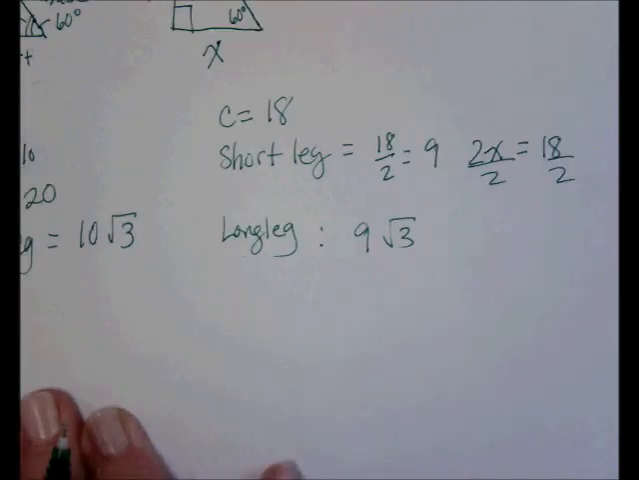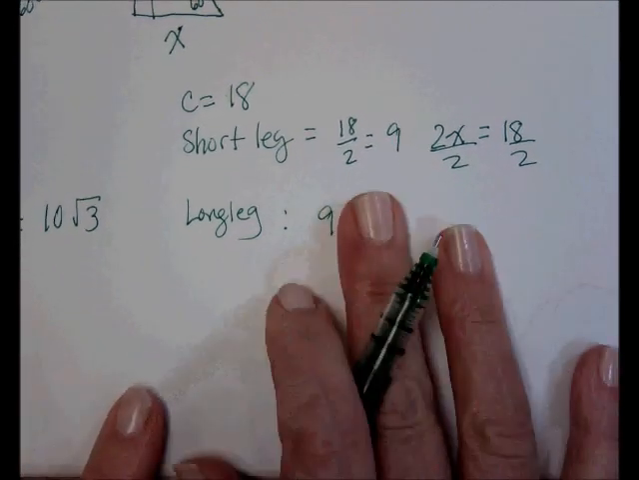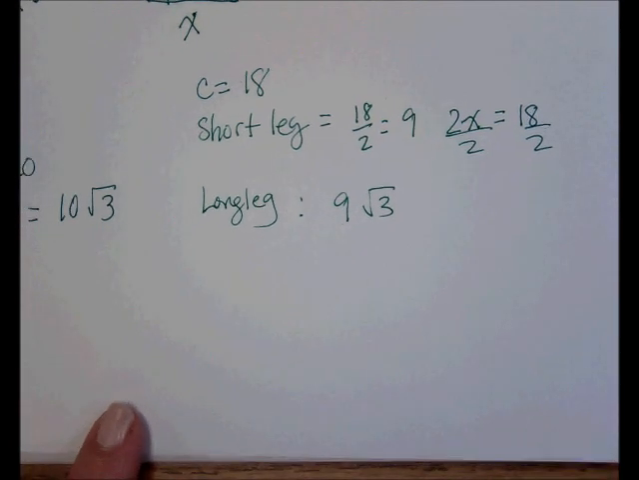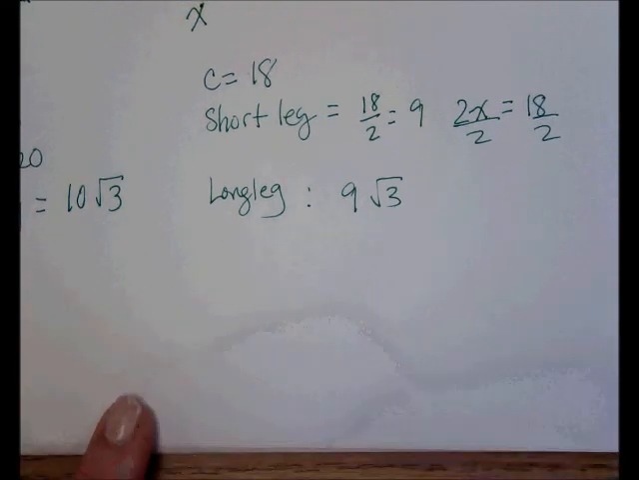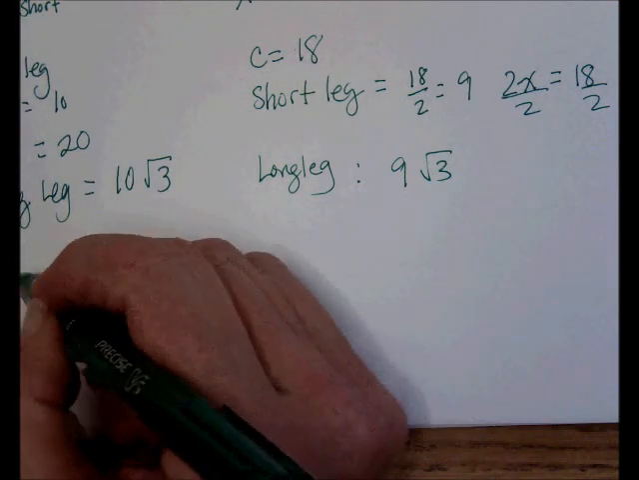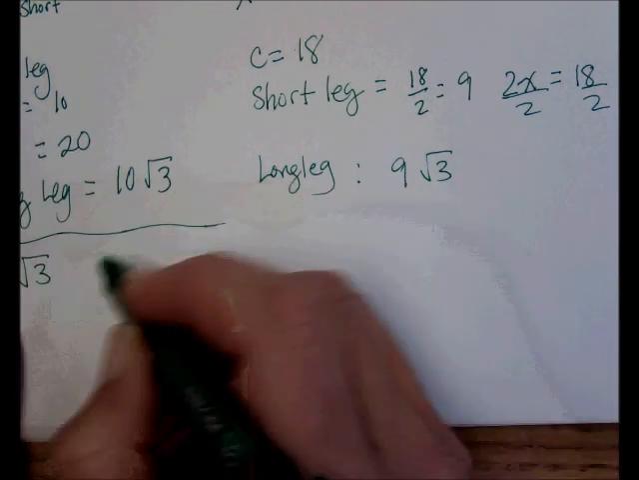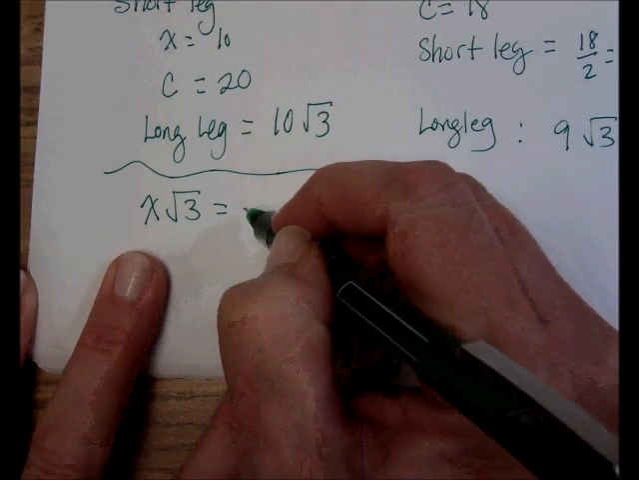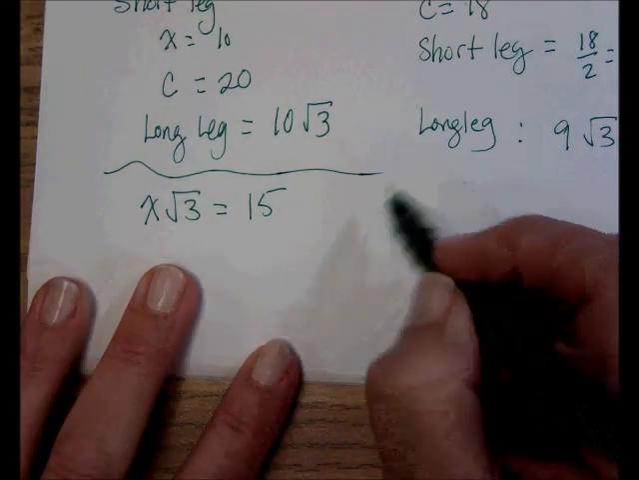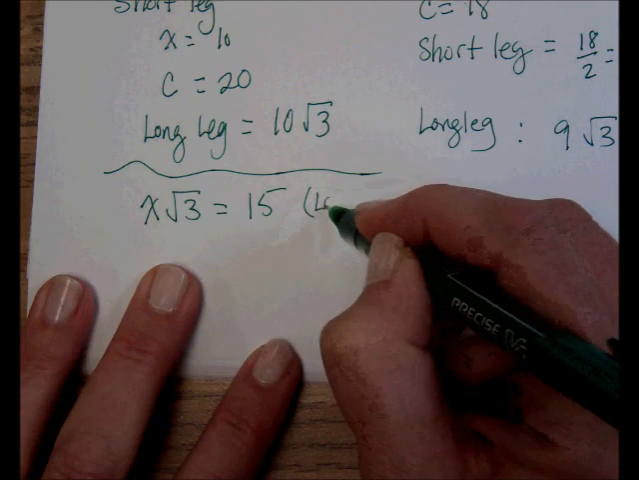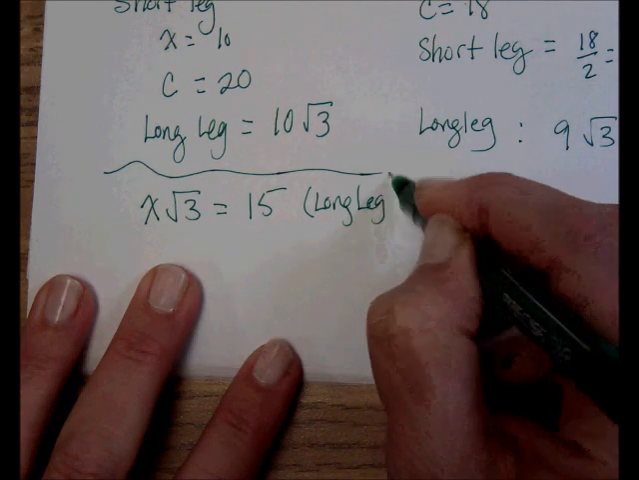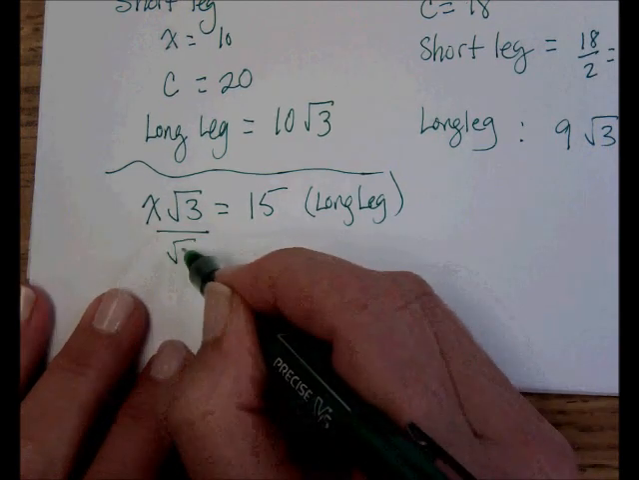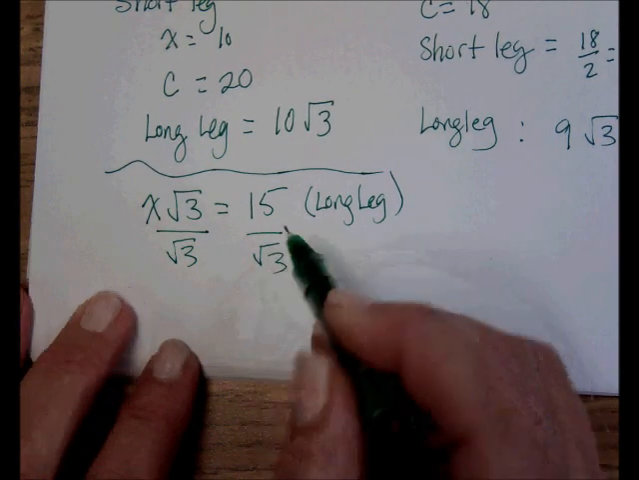Next thing, sorry, I didn't have that showing, pardon me. The next thing is sometimes I can be given my long leg. So my long leg, or x radical 3, is going to equal, let's say, 15. So this 15 is my long leg. So I want to solve for my short leg, which is x. So I divide by radical 3.